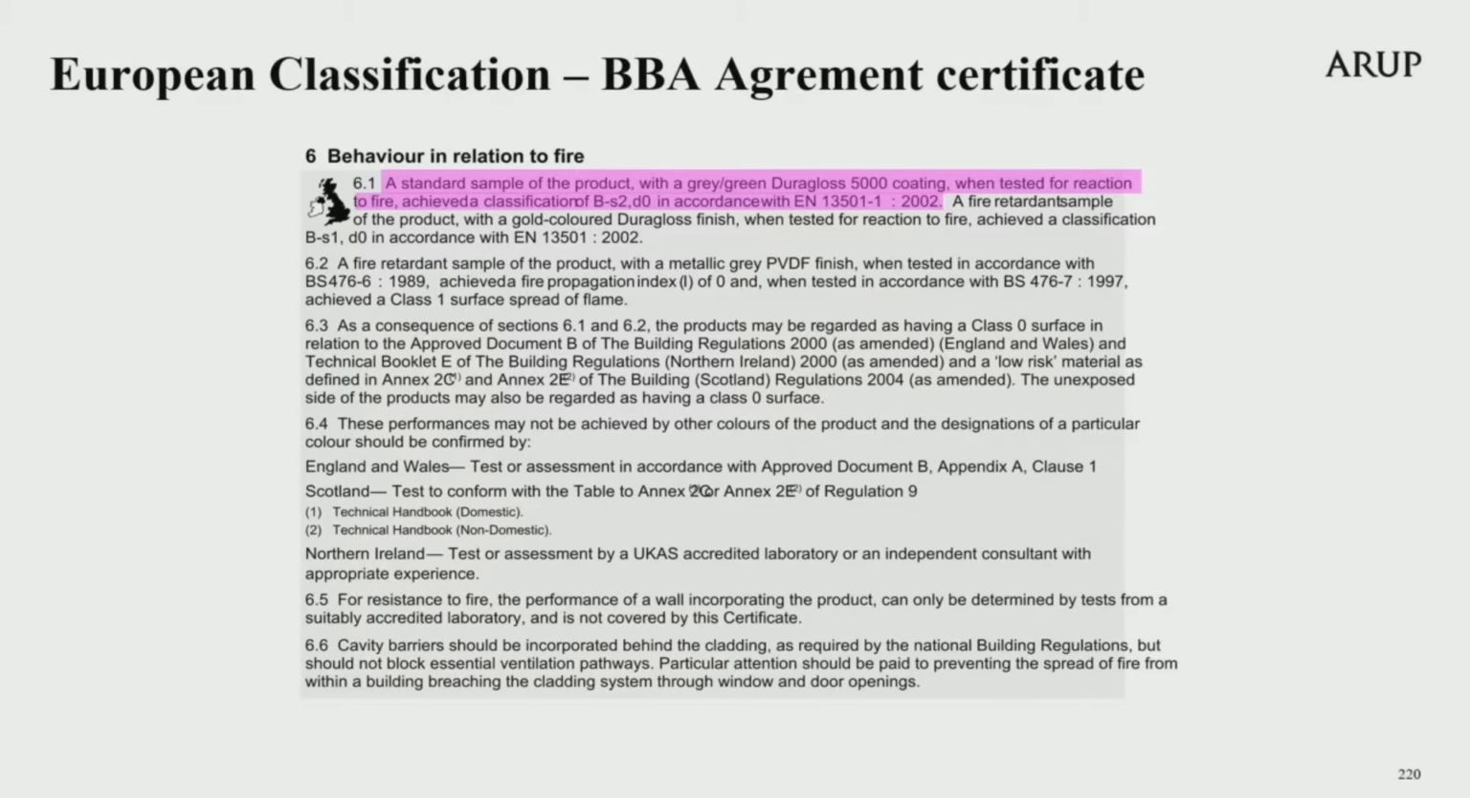On screen now is the BBA Agrément certificate for the Arconic Renobond panels. I have highlighted how the BBA represented the standard sample it relied on with a classification of B S2 D0. No field of application information was provided. This concludes my presentation on the European classification and reaction to fire testing methods. Thank you.